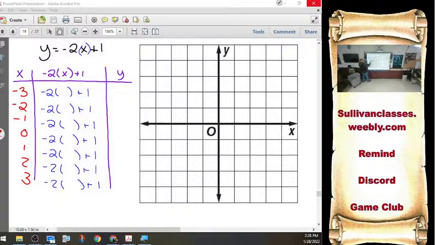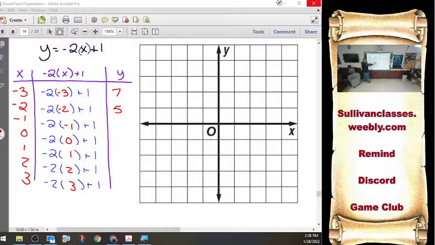You said x was -3, so plug it in. What's -2 times -3? +6 plus 1. Ta-da. Plug in -2. -2 times -2. 4 plus 1. Plug in a -1. Plug in a 0. Plug in a 1. Plug in a 2. Plug in a 3. And pretty quick, you see the pattern to it.